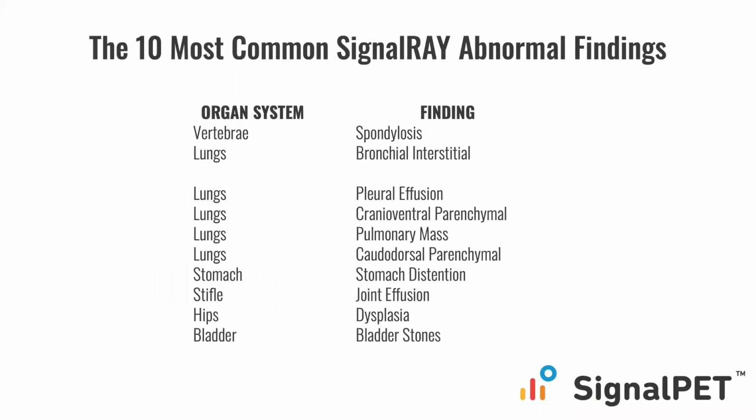If I were to reorder these findings, the two most common are changes to the vertebral column, spondylosis, and general changes to the lungs, a bronchointerstitial pattern, followed by 8 more, much more specific findings. I'm now going to go through each medical abnormal finding. In other words, each signal, or as we call it, each test result. Again, I'll go through a description of what to do.